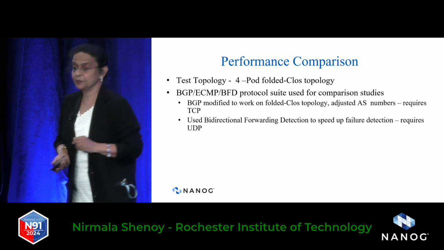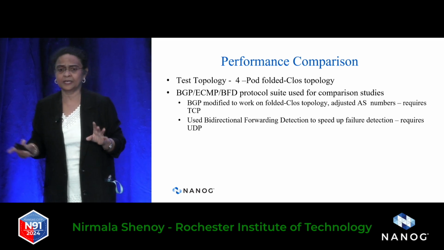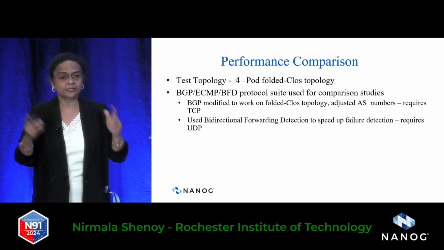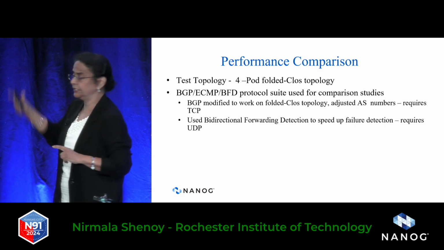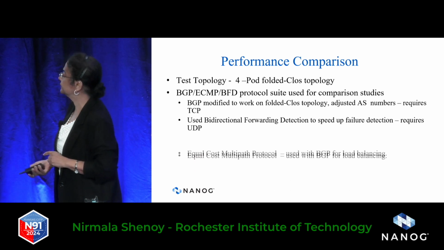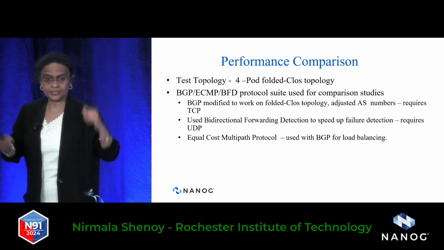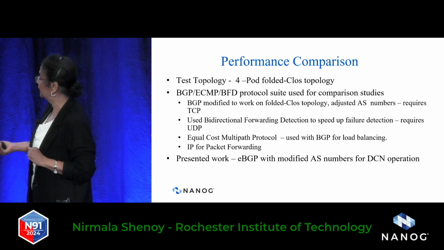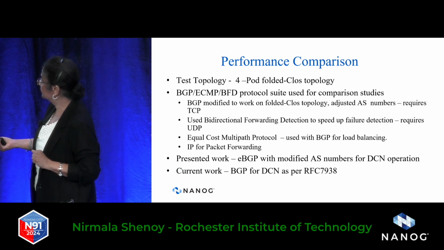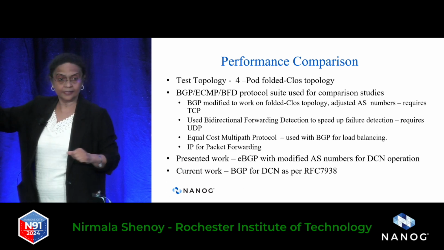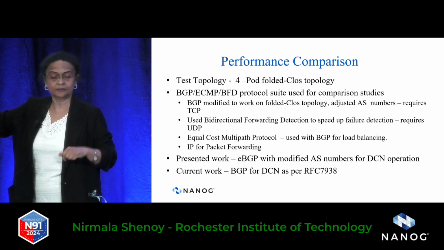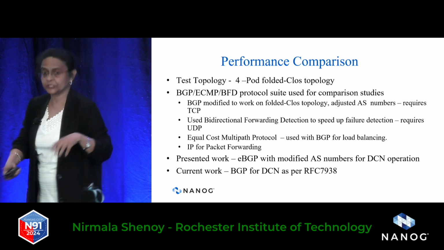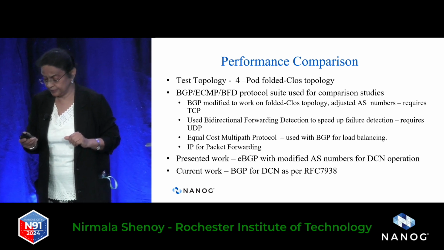And we also use BFD. BFD makes a significant difference, especially when there's a link failure and recovery. The loss of packets is considerably reduced if you use BFD. And of course, ECMP comes along with BGP and IP. Currently, like I said, I have this deployed. The one that I have deployed on Fabric is this version, which is a much more optimized BGP version.